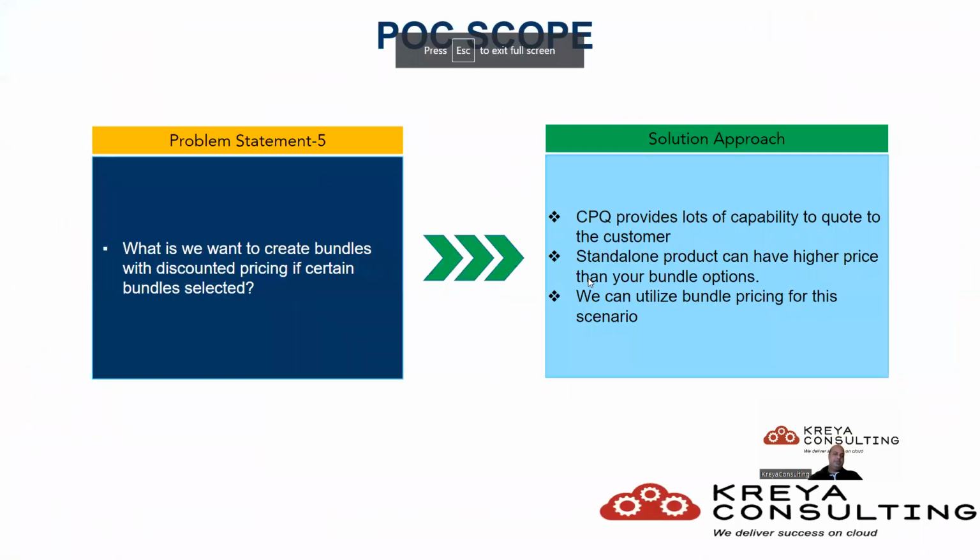Another problem statement. We want to create a bundle with the discount pricing if certain bundles are selected. The problem here is the customer would like to set up a bundle level discount. So let's suppose bundle A is clubbed with bundle B. If I'm selecting both bundle A and B together, I need to have a certain discount which has to be applied automatically.